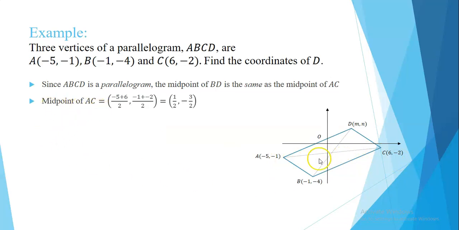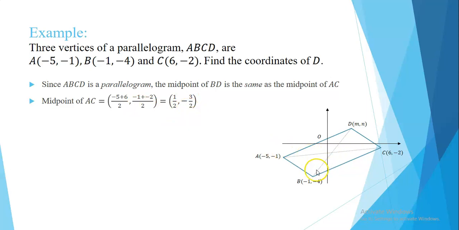For the midpoint of AC, you take the x values of each of these coordinates, add them together, and divide by 2. So we have -5 plus 6 divided by 2. -5 plus 6 becomes 1, so this is a half for the x coordinate of our midpoint. In the same way, add the y's together and divide by 2. -1 plus -2 is -3, and we divide that by 2, which gives us -3/2.